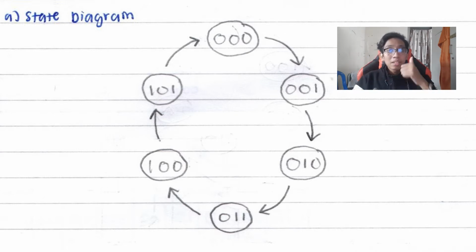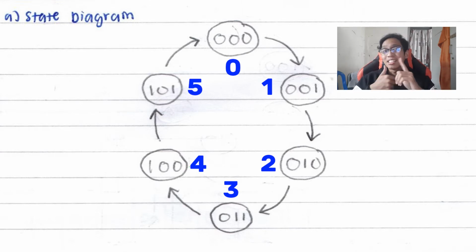So 0 in binary is 000. 1 in binary is 001. 2 in binary is 010. 3 in binary is 011. 4 in binary is 100, and 5, the 6th number, in binary is 101.